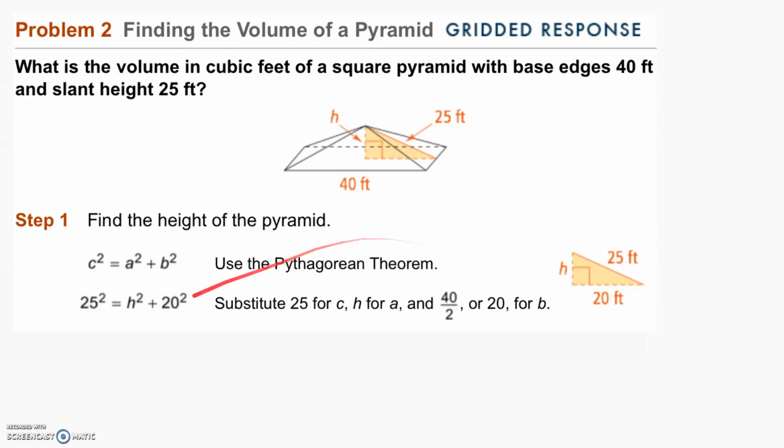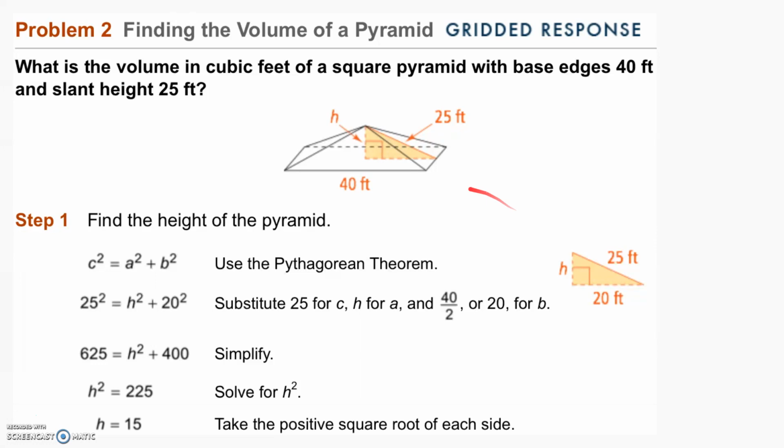So what we're going to do is roll on through. 25 squared equals h squared plus 20 squared. We do all that out. We should come up with h squared equals 225, and that should give us a height of, if you do it on the calculator, 15. So this thing is 15 feet tall. We got a base edge of 40 feet. That should be all we need.